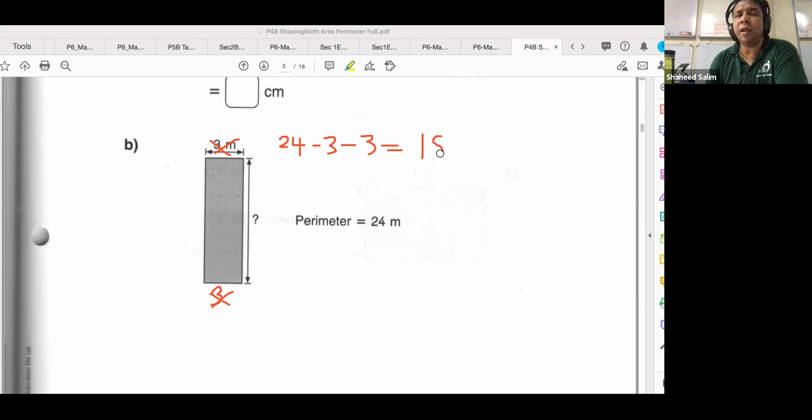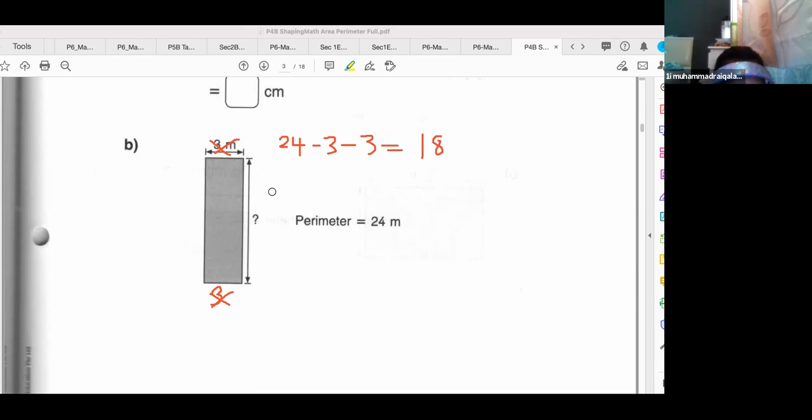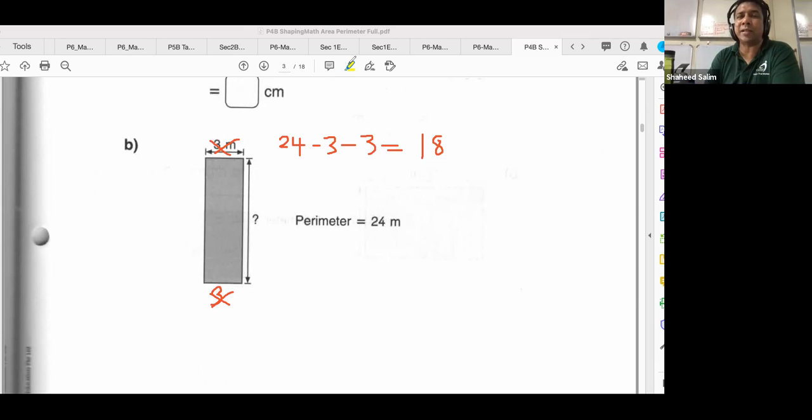18. Once you get 18, 18 is for these 2 parts. Which 2 parts? I'll shade it for you now. 18 is for here and here. 2 lengths is 18. Again, I repeat, this length and this length. So 18 is 2 lengths. You want to find 1 length, what do you do? You divide by 2. And then you get 9.